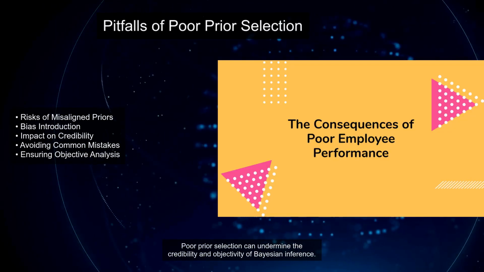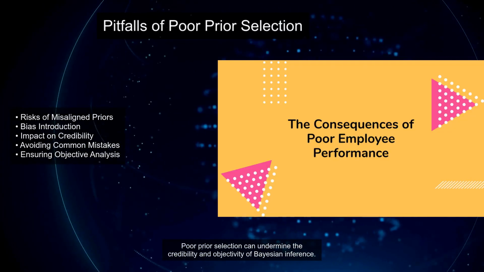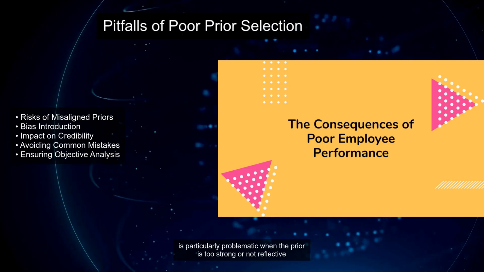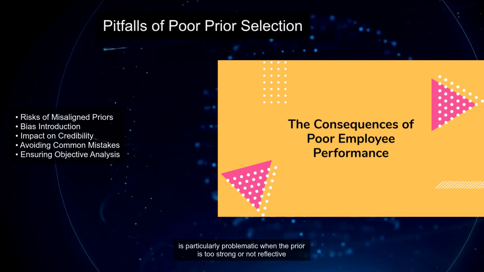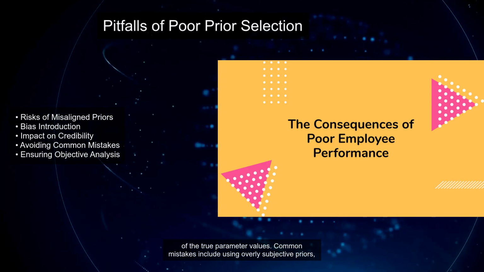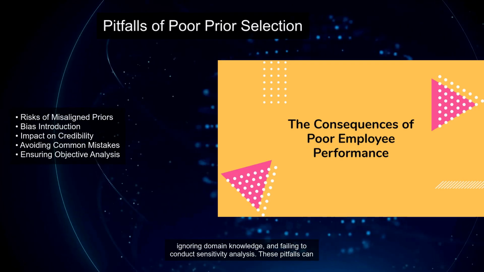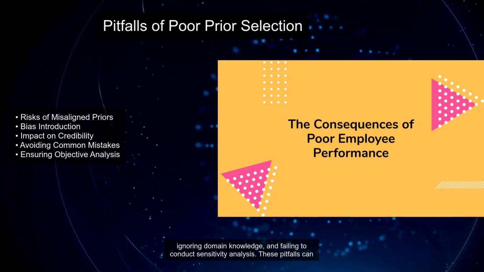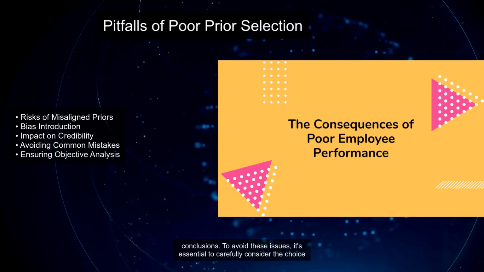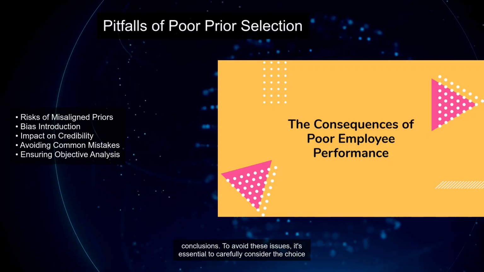Poor prior selection can undermine the credibility and objectivity of Bayesian inference. Misaligned priors can introduce bias, leading to skewed or inaccurate results. This is particularly problematic when the prior is too strong or not reflective of the true parameter values. Common mistakes include using overly subjective priors, ignoring domain knowledge, and failing to conduct sensitivity analysis. These pitfalls can compromise the validity of the analysis, making it difficult to draw meaningful conclusions.